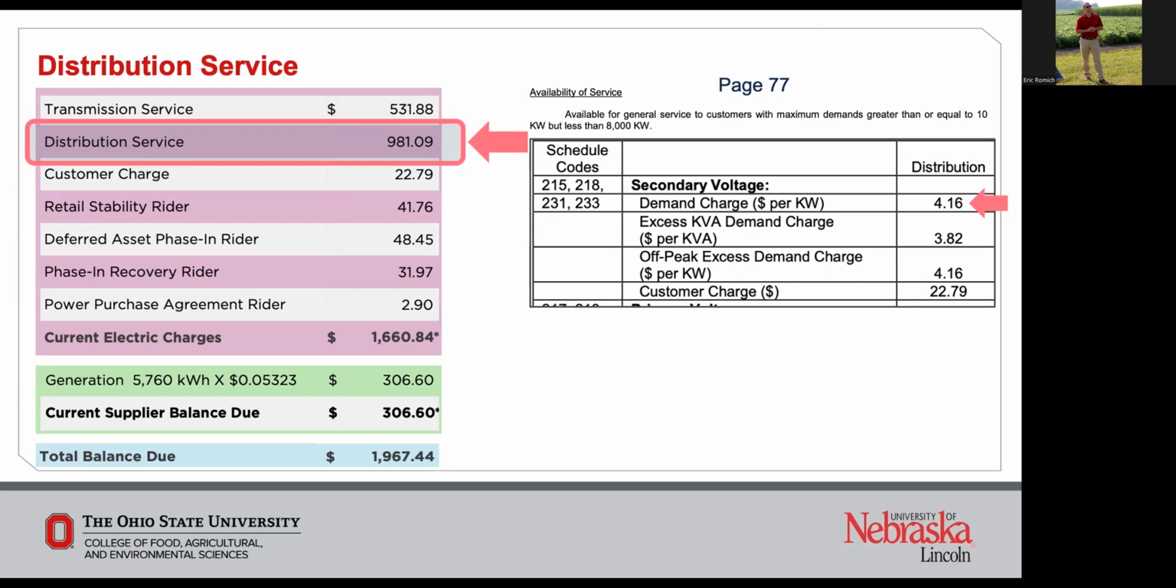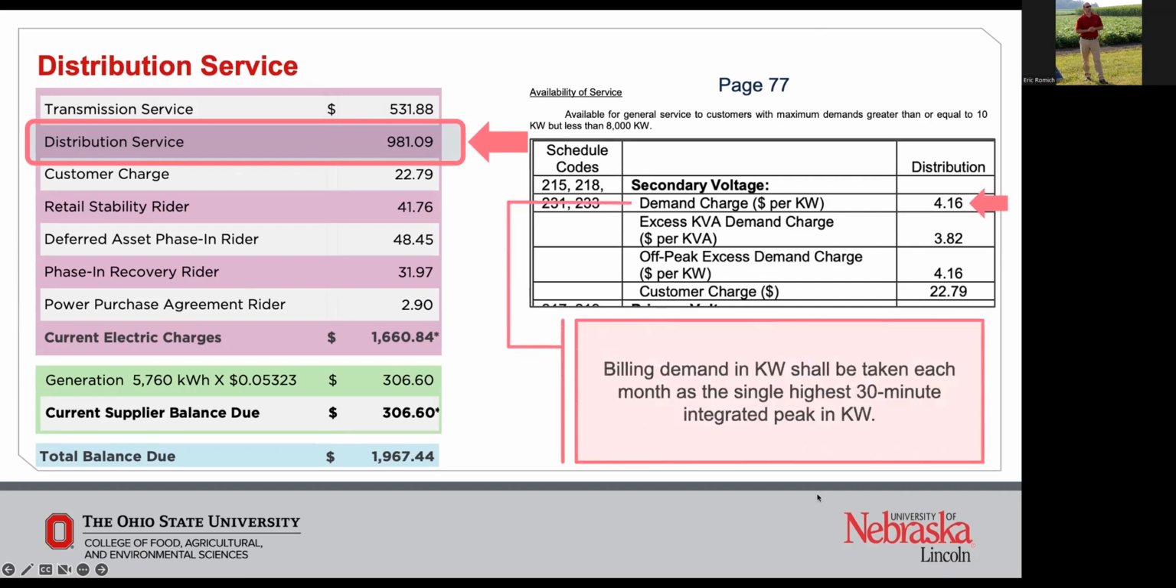But again, if you go to the rate tariff, now we're on page 77. So again, you can see how we have to jump around sometimes to figure out which charges are applying to our rate structure. They're charged $4.16 per kW. This is measured on this farm based on a 30-minute peak demand.